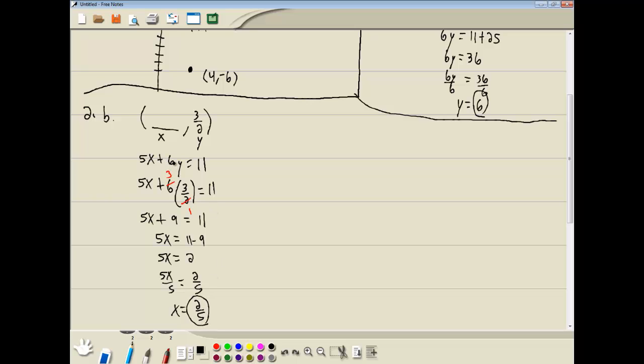Now let me double check that. 2 plus 9, okay, that checks. I don't know why I was thinking this was going to come out nice.